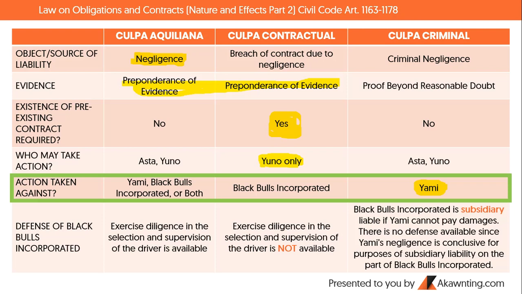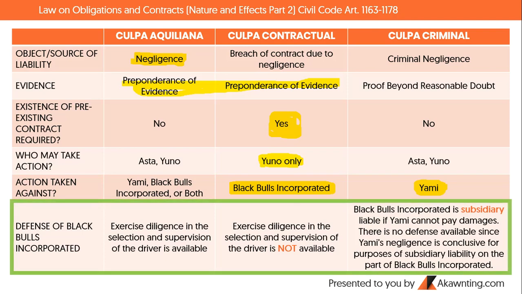With regards to culpa contractual naman, si Black Bulls Incorporated lang yung makakasuhan dito. So, bakit? Kasi, actually, the contract existed not between Yuno and Yami, because Yami is only the driver of the bus. But the contract existed between Black Bulls Incorporated and the passenger Yuno. Okay? So, therefore, sa culpa contractual, ang kinakasuhan mo dyan is yung bus company mismo.